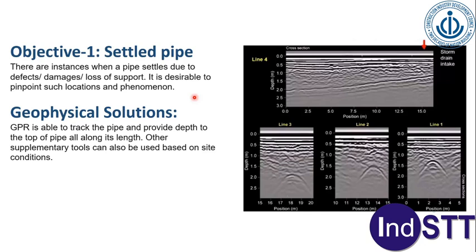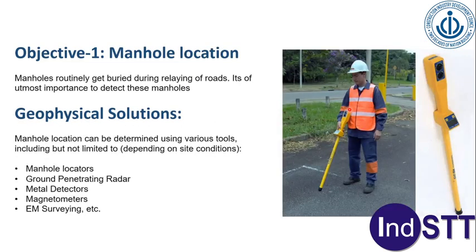Now the next objective is manhole location. Manholes routinely get buried during relaying of roads. It's of utmost importance to detect these manholes. As for the geophysical solution, manhole location can be determined using various tools, including but not limited to, depending on the site condition, manhole locators, which you see here. This is one tool which works on the principle of almost a metal detector, but more sophisticated. This is specifically made for manhole locations.